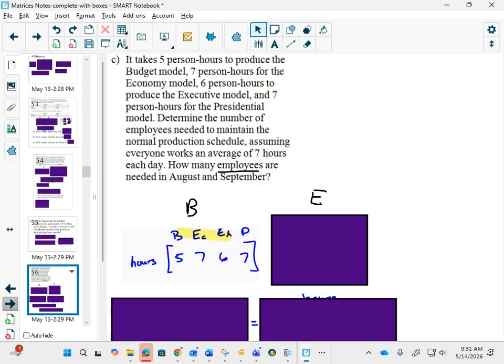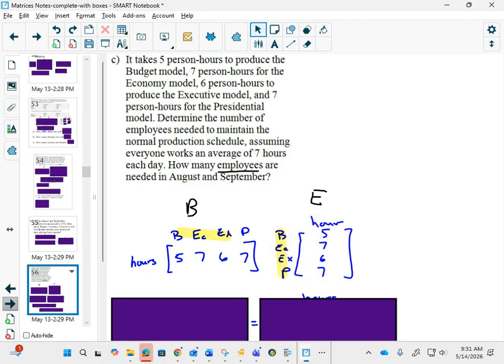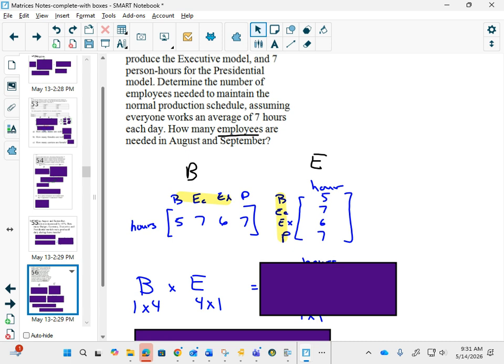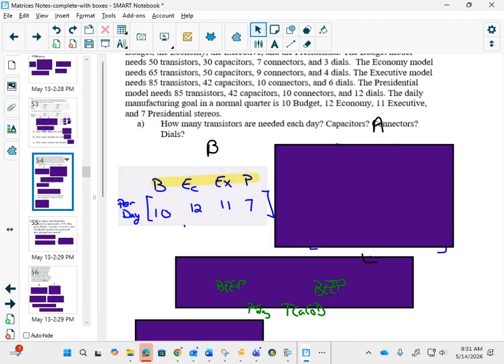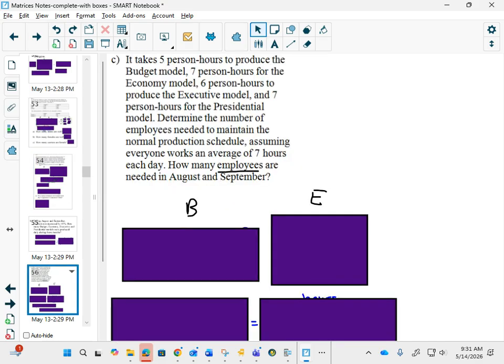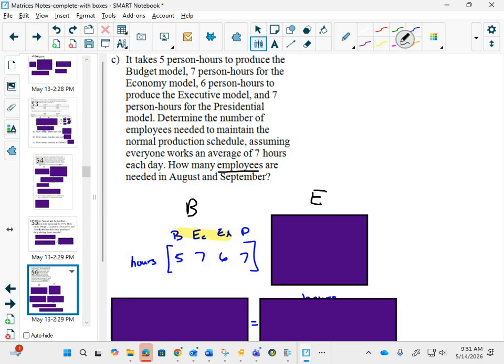So again, we have our beep. We're going to make a new matrix here with the hours. And why did I make it a row matrix? Maybe I shouldn't have. Beep, beep. Those are hours and hours. That's not what I wanted here. This one, matrix B. Let's go back to our matrix B from before. I have it right here. That is per day. 10, 12, 11, and 7. Let's go back to here. This is per day. Gotta erase this.